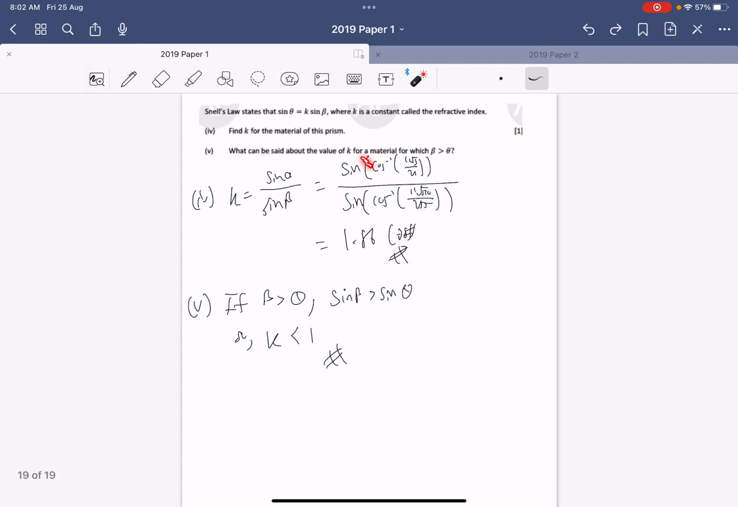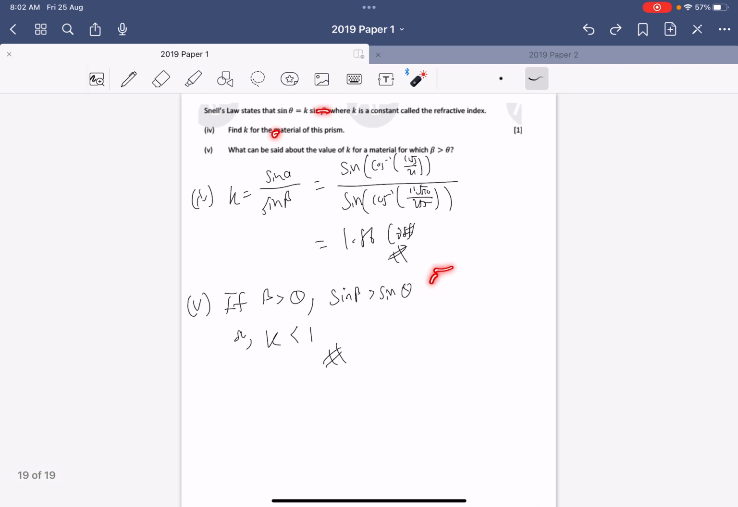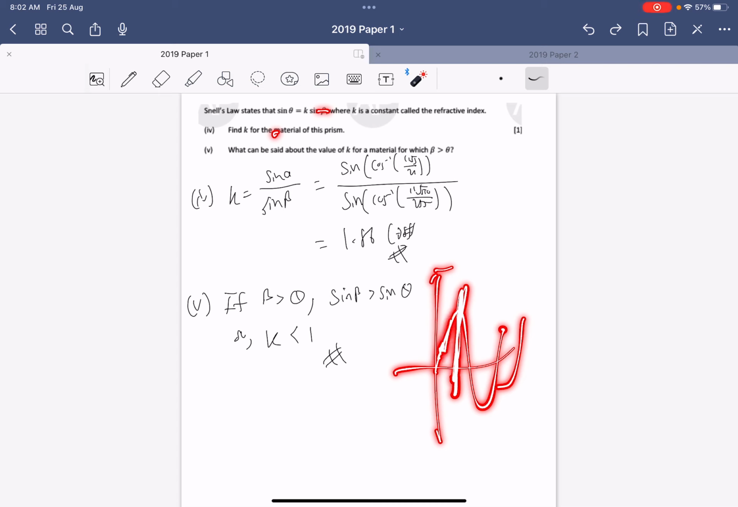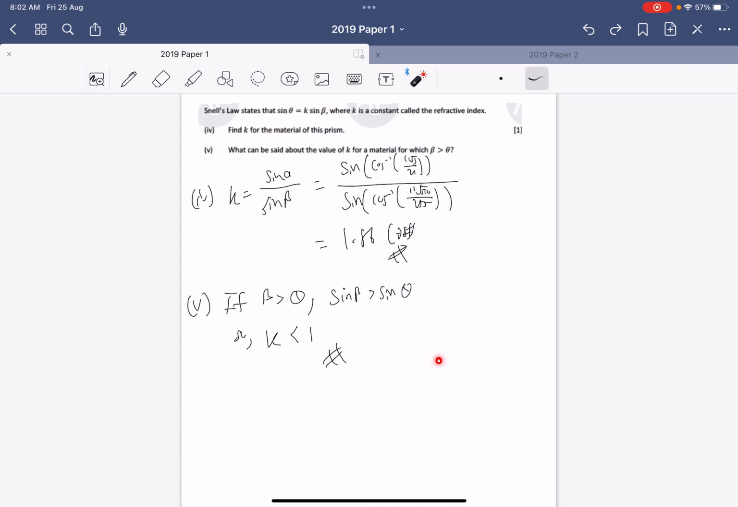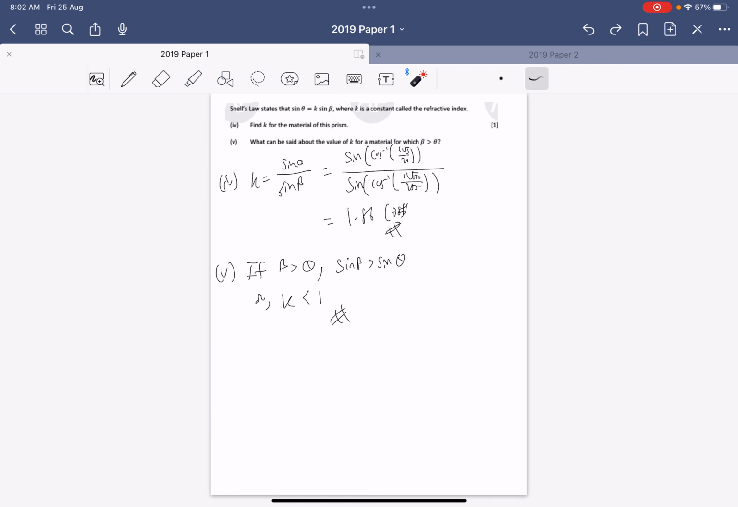And then what can you say about k when beta is larger than theta? Well, if beta is larger than theta, because we know sine looks like this, and they're all acute, it's over here, this portion of the graph. So if beta is greater than theta, then sine beta will be greater than sine theta. So k has to be less than 1 because sine theta is less than sine beta, and k is sine theta over sine beta. So that should be fairly understandable.